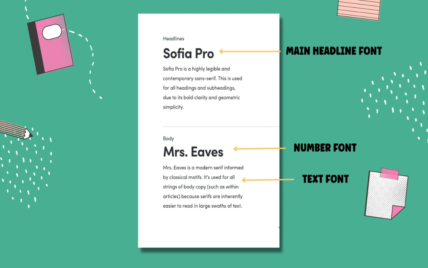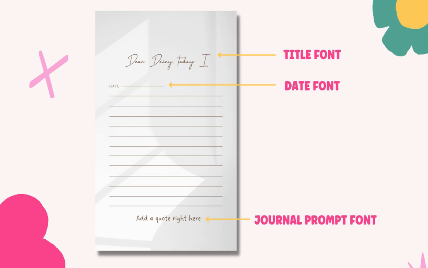As an example, going back to a prompted journal, maybe you will have a title in one font, your numbers in another font, and your prompts in a different type of font, but all of the fonts will play nicely together. Or maybe you can just use two fonts, but I would definitely recommend playing around with different font combinations to spice up the interior of your design.